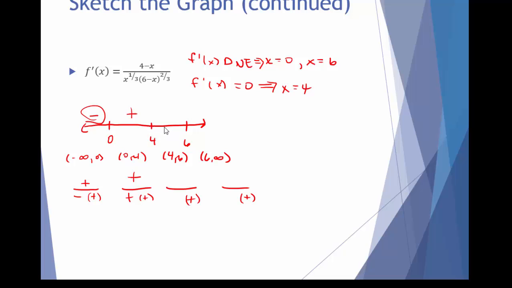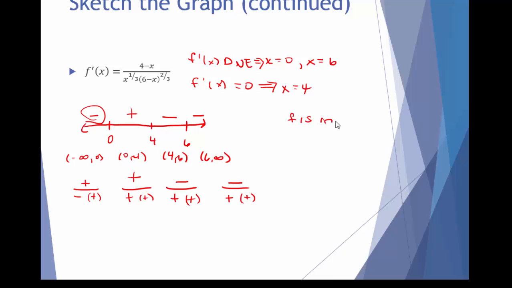Between 4 and 6, if I do 5, I'm going to get a negative up in the numerator and a positive down in the denominator. So that interval is going to be negative. And then finally, if I plug in something like 7, I've got a negative in the numerator and a positive here. So that interval is also going to be negative. Remember, I warned you, they don't always alternate. Okay? So that tells me the sign of my first derivative, which I can in turn use to interpret whether my function is increasing or decreasing.